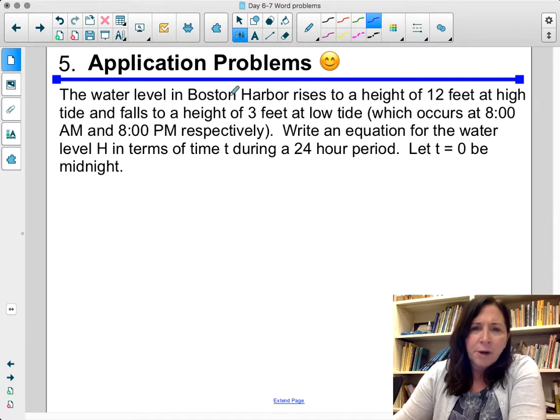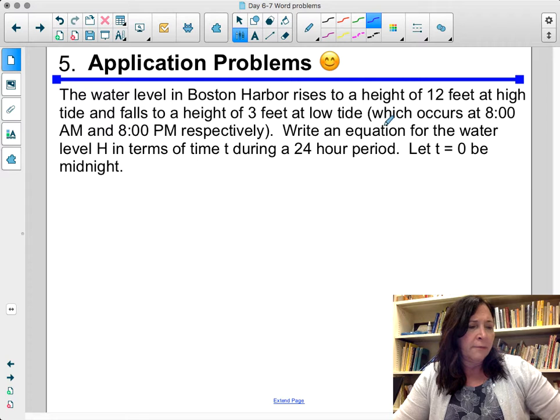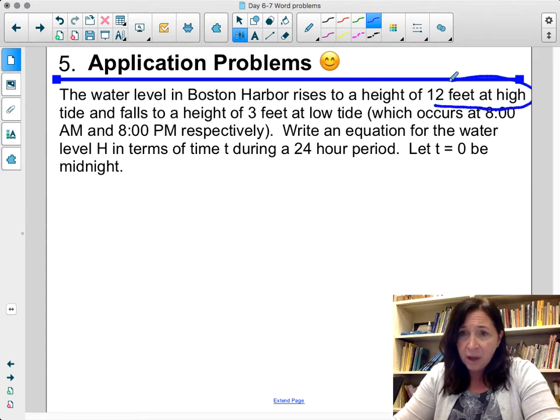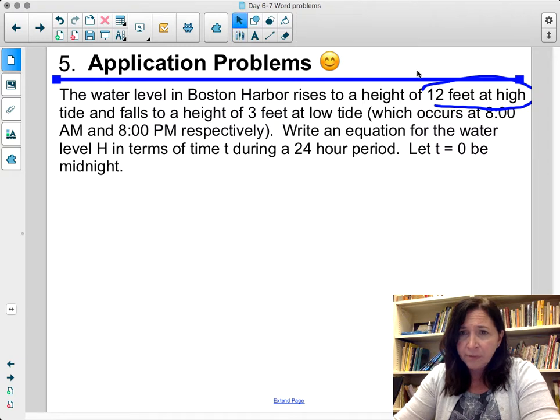Application problems. The water level in the Boston Harbor rises to a height of 12 feet at a high tide. So that's important because it's a high tide. Okay, let me move this up a little bit because I'm losing my bottom value.